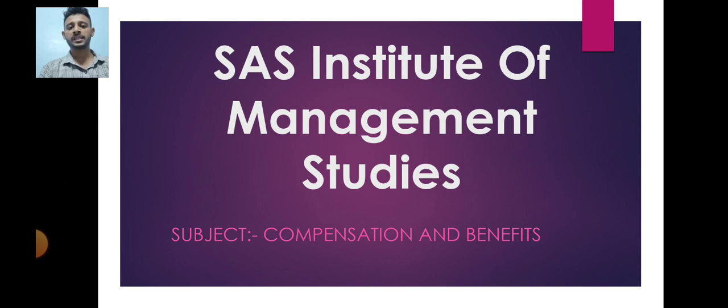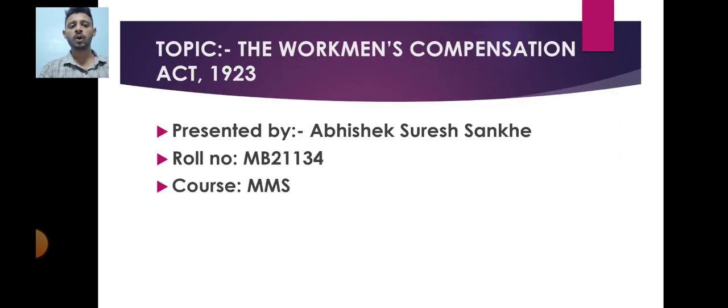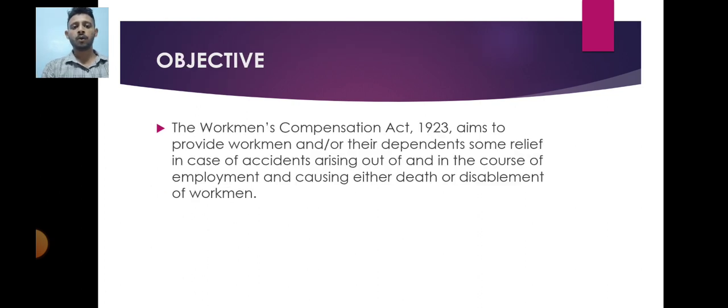Today I am presenting the PPT of the Workmen's Compensation Act 1923. Objective: the Workmen's Compensation Act 1923 aims to provide workmen and/or their dependents some relief in case of accidents arising out of and in the course of employment and causing either death or a disablement of a workman.